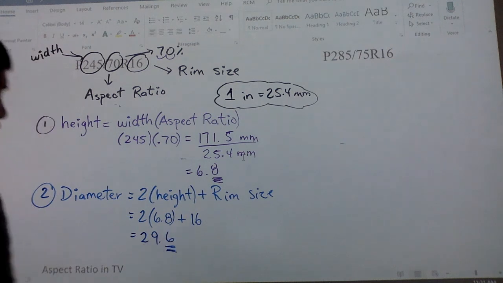1 decimal place. Always keep those constant. Finally, I gotta figure out my circumference.